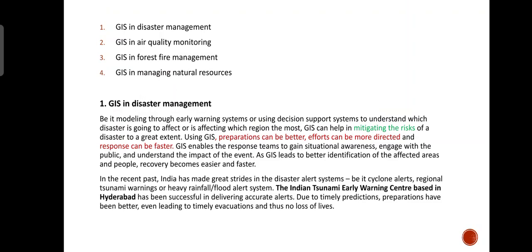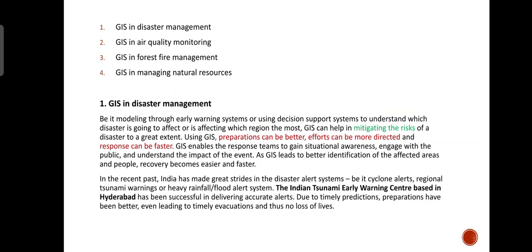Be it modeling through an early warning system or using a decision support system to understand which disaster is going to affect or is affecting which region the most. This can help in mitigating the risks. Using GIS, preparation can be better, efforts can be more directed, and response can be faster.